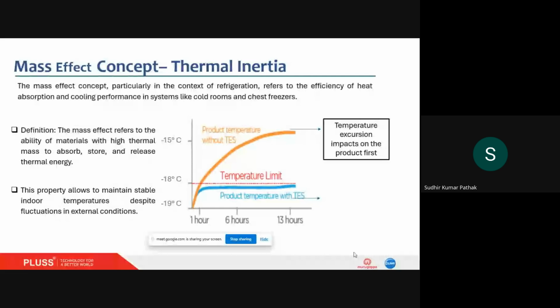And if the temperature goes below that particular range, like minus 19 to minus 18, then again our product gets deformed, or loses its integrity. So we have to maintain a fixed temperature range. If we use PCM of that certain temperature range in the cold room, then whenever we face power outages, that PCM releases that extra cold and maintains the stable temperature inside the cold room, and that effect is generally known as the PCM effect concept.